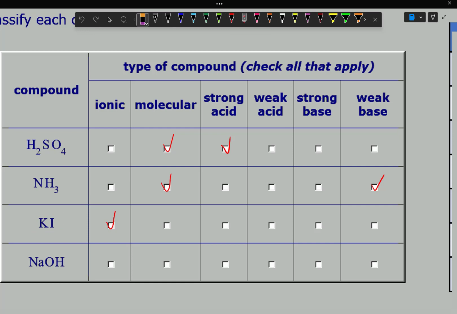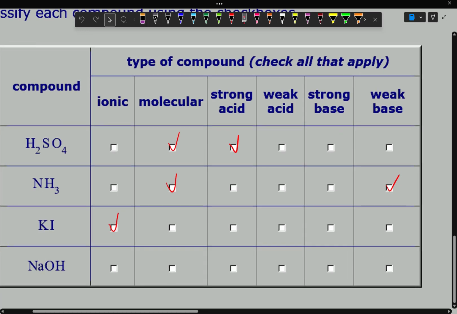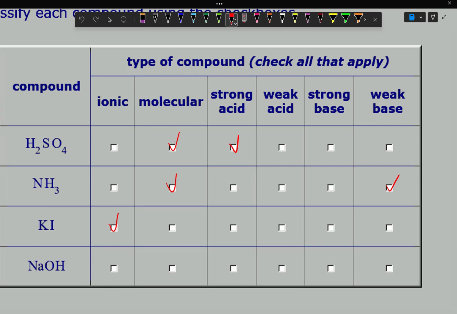The same way, in order to be a base, it needs to be able to accept a hydrogen atom, but there's nothing to accept in this case. It's just a regular ionic compound. So that's it, just ionic. There's no other check mark to be filled in for that one.